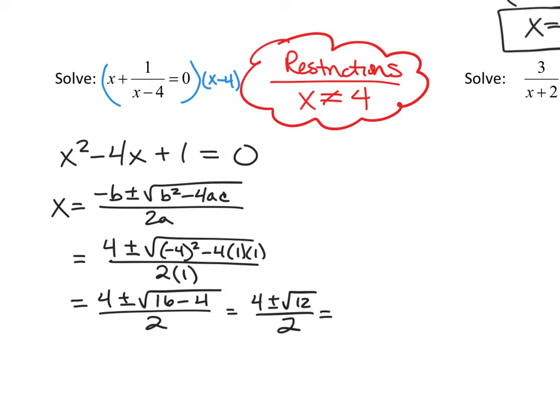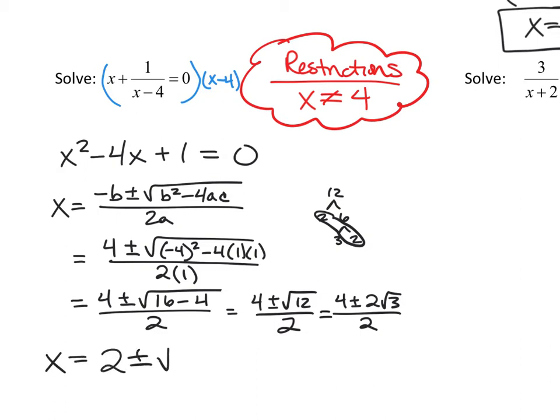And if I do, I'll show you a little one of these guys, what are these called? Factor trees. We have a partner of 2, so those 2's will be able to come out of the square root, and that square root of 3 stays there, over 2, which means I can reduce this down to 2 plus or minus the square root of 3. Those are my two solutions. Are either of them in my restriction? Nope, they're both good to go because neither of them is equal to 4. So there's our two solutions for this rational equation.